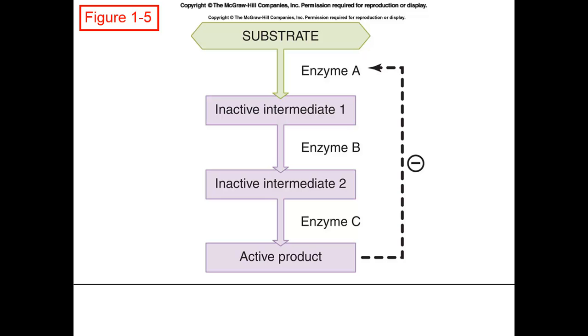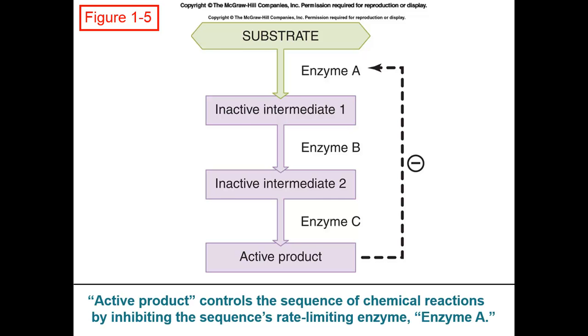The body is designed with a lot of these feedback loops, just like the thermostat in your house, right? You set your thermostat in your house to 70 degrees. The temperature drops a couple of degrees to 68, maybe. It probably doesn't go that low. Ours are more regulated than that. Let's just use that as an example. When it gets to that trigger point, the threshold, the furnace kicks on. The furnace kicks on until you get slightly over 70 degrees, then the furnace kicks off. That's a negative feedback loop. This is a natural one that's in your body. That's a mechanical, electrical one that is inside of your house, right? It's a machine. So the active product controls the sequence of chemical reactions by inhibiting the sequence's rate-limiting enzyme.